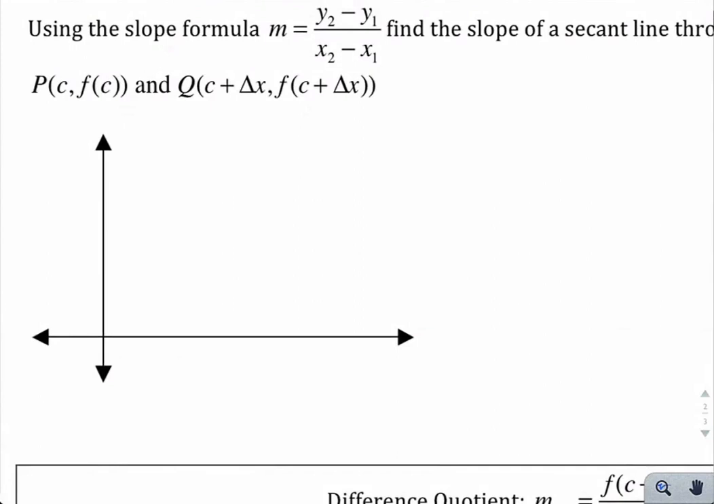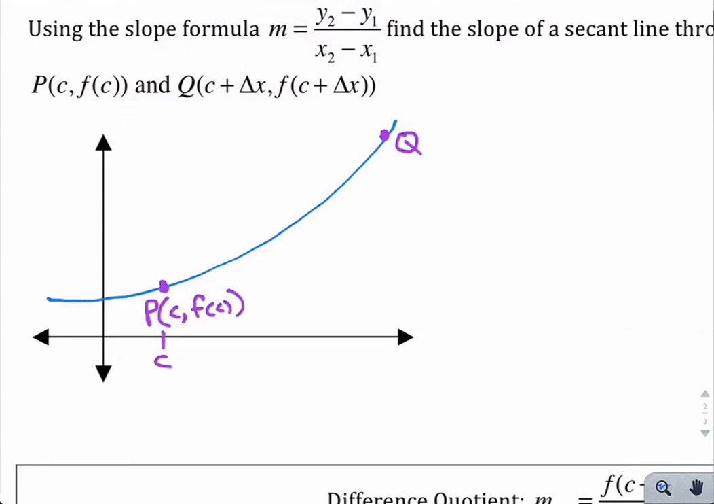So let's draw a little curve right here, and let's put the points P and Q on it. Here is P, and here is Q. P is the point (c, f(c)). This is our c value, and then the height is going to be f(c). And Q is going to be (c + Δx, f(c + Δx)).